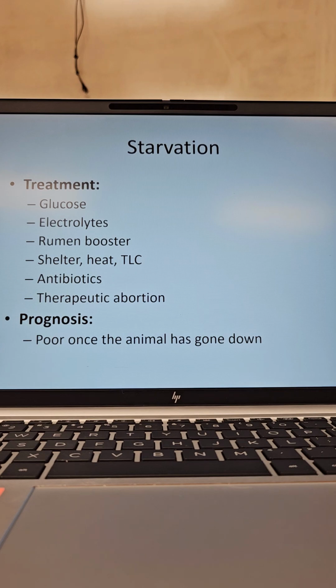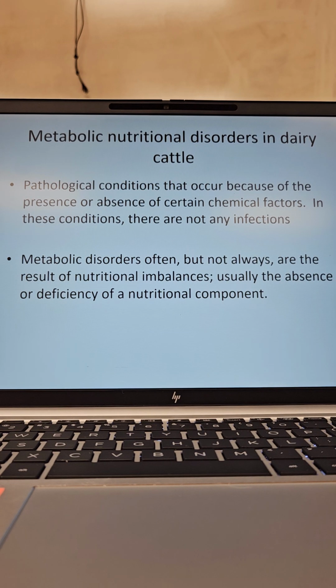Antibiotics, in case there is an infection, or so they don't get a secondary infection. And if the fetus is taking all of the nutrients and the cow is starving to death, you can abort those babies to save the cow's life. Prognosis, it's poor. Once the animal's gone down, getting them back is not likely.